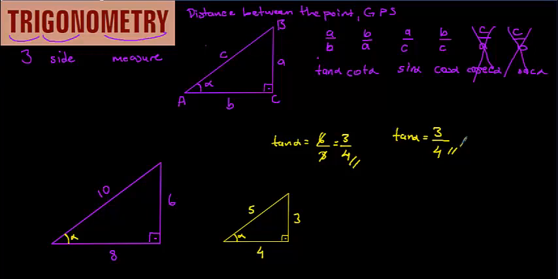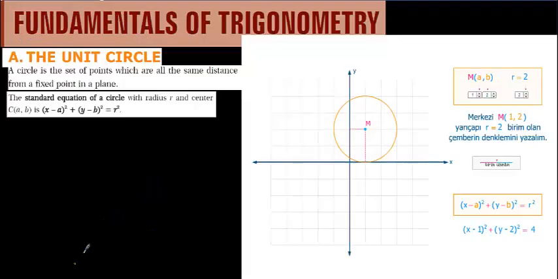But before starting this, we are going to study the fundamental things about trigonometry. One of the most important is the unit circle. Firstly, let's remember the circle equation, because this year we are going to study it. If the center is the point A and B, then x minus a squared plus y minus b squared is equal to r squared. This is the standard equation of the circle.